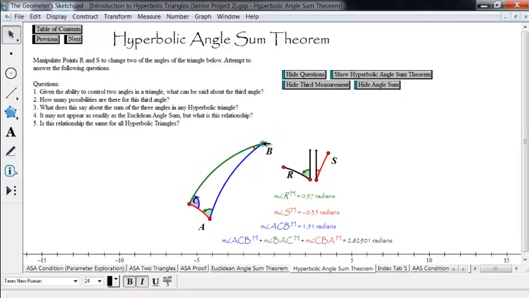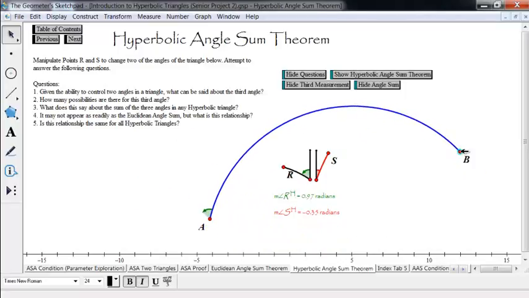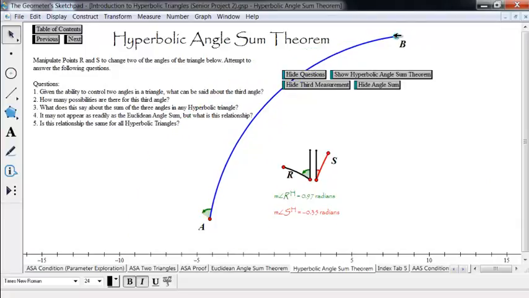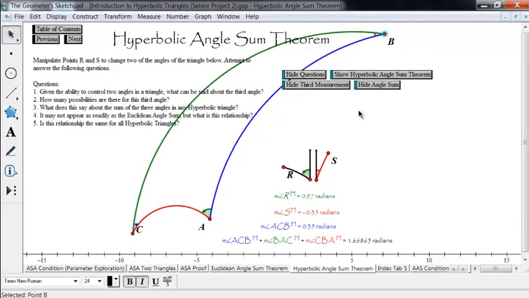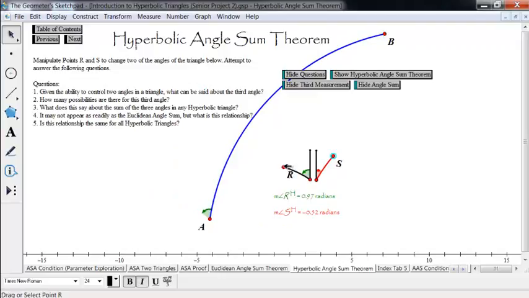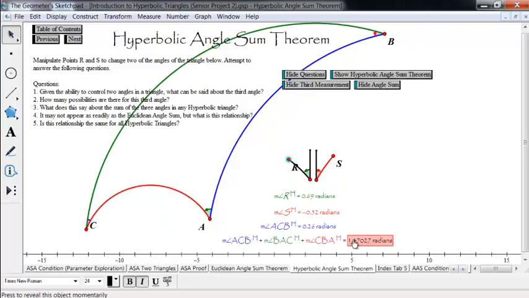And so as we make this smaller and smaller, it gets really close to pi. As this triangle gets really big, then like that one, for example, now we get further away from pi. It's actually less than half a pi there for the sum.